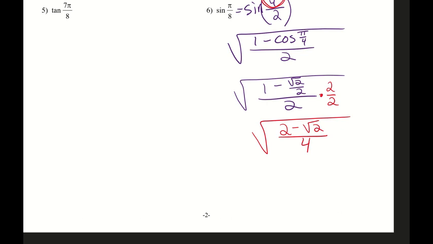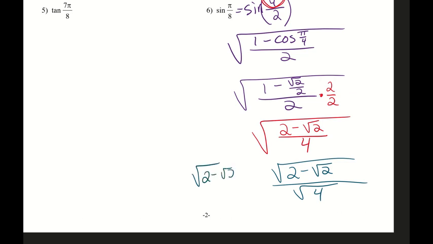So when we have a square root of a fraction, that's the same as the square root of the numerator divided by the square root of the denominator. Conveniently, we know what the square root of 4 is. So the sine of pi over 8 is the square root of 2 minus the square root of 2, divided by 2. So our half angle formulas are characterized by our nested square roots, at least the sines and cosines. Let's take a look at tangent with this.